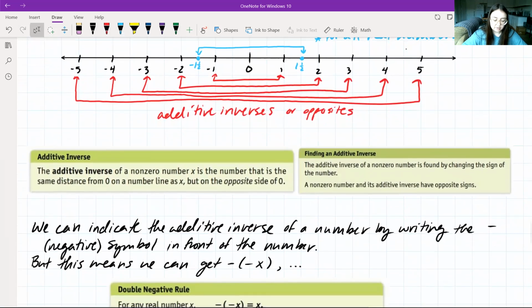So the additive inverse of a non-zero number x is the number that is the same distance from 0 on the number line as x, but on the opposite side of 0. So the additive inverse of a non-zero number is found by changing the sign of that number. A non-zero number and its additive inverse have opposite signs. All that to say, your additive inverses have opposite signs. The same core number, but the signs are different.